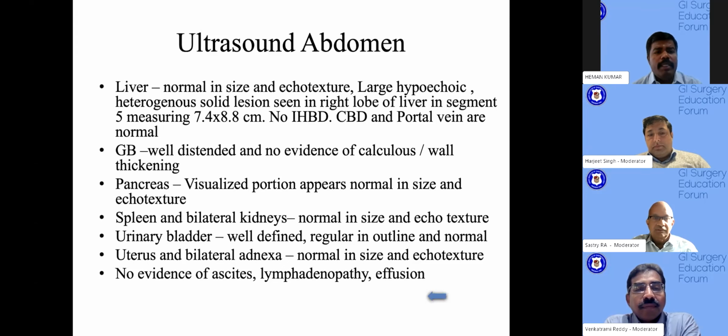Ultrasound abdomen reveals a mass arising from segment 5 of the liver, measuring 8.8 cross 7.4 centimeter. Your interpretation of these findings? Sir, it can be hepatocellular carcinoma.